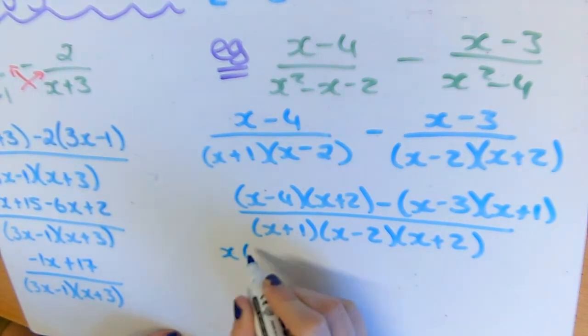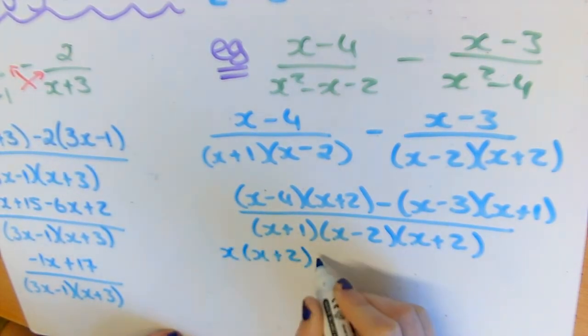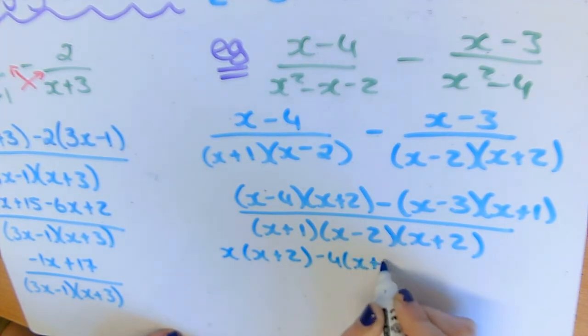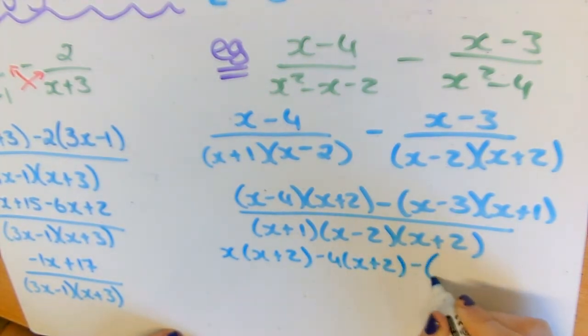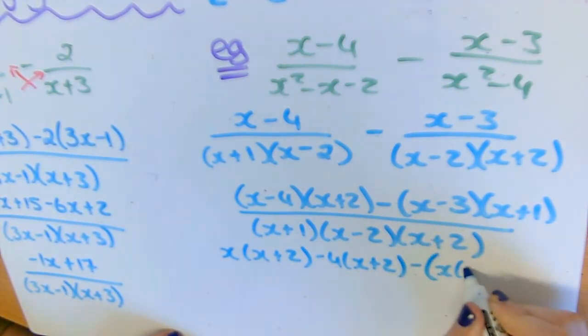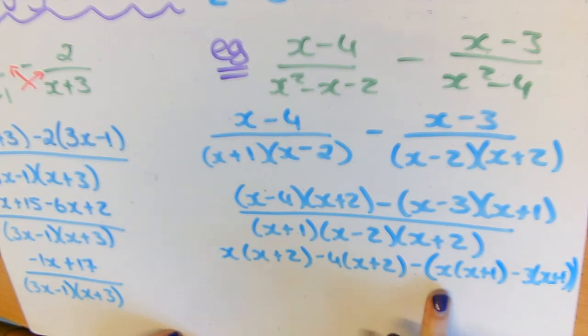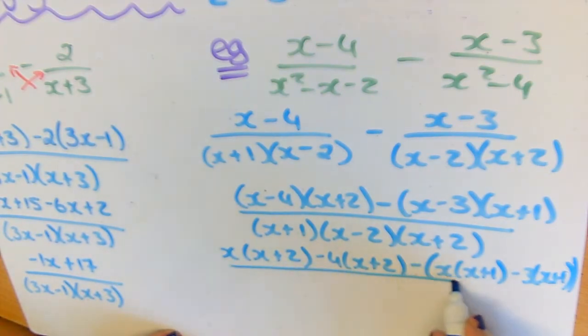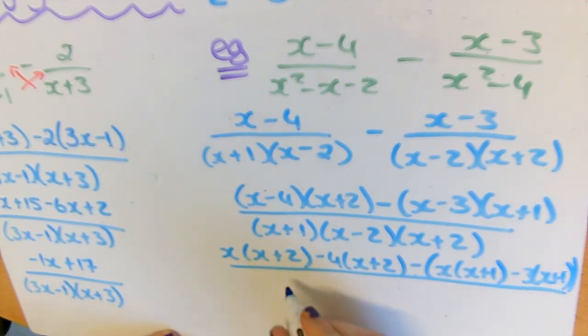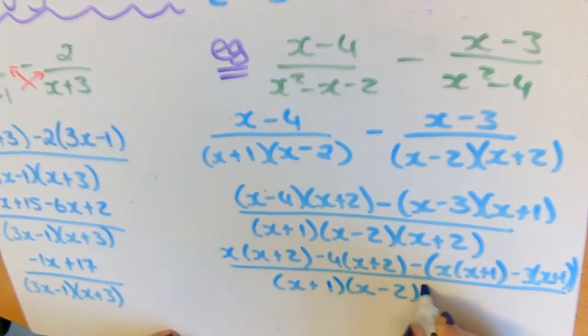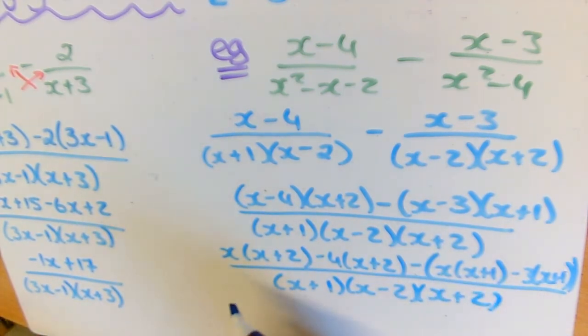So I have x over x plus 2 minus 4 over x plus 2, minus x over x plus 1 minus 3 over x plus 1. You'll notice I've left a giant bracket out here, even though it got a little bit squishy, because that minus has to be multiplied in at the end. And on the bottom, guys, I'm still just going to leave it as x plus 1 by x minus 2 by x plus 2.